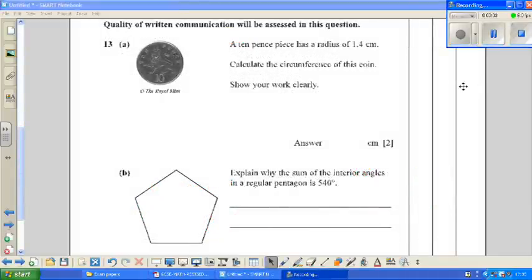Okay, so here's question 13 to try. Can I point out to you, this is one of the questions that's going to be assessing your quality of written communication. It'll mention this at the head of the questions involved. And that means they want you to explain clearly, either in mathematical formulas or methods, how you're arriving at your answer, or if there's an explanation needed in words, such as for part B, you need to write down the explanation clearly. So have a go at that, and we'll go through it in a minute.